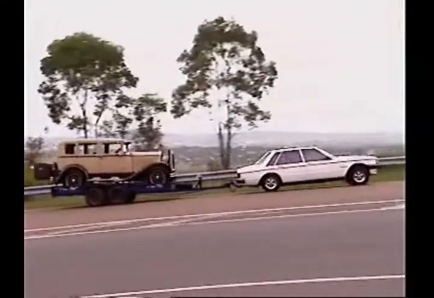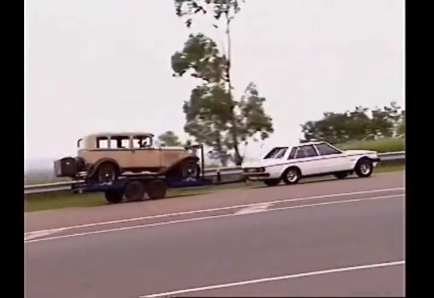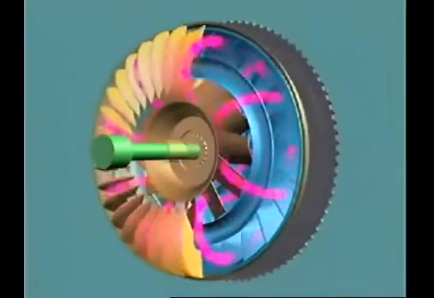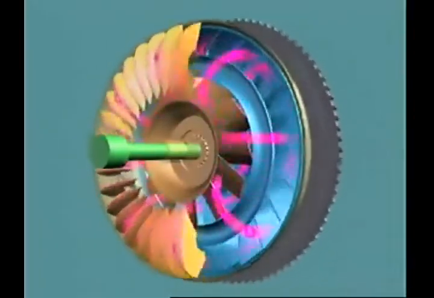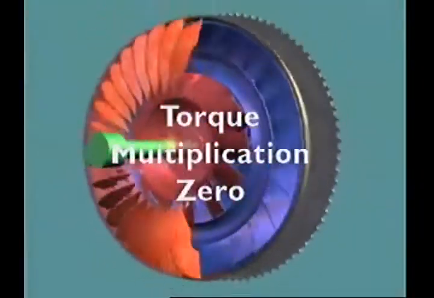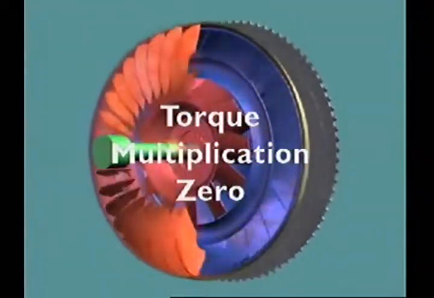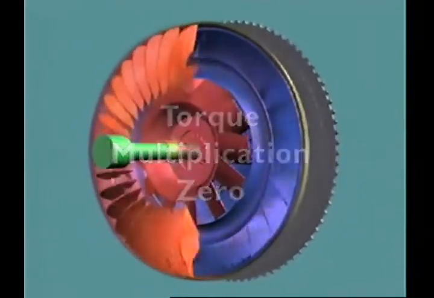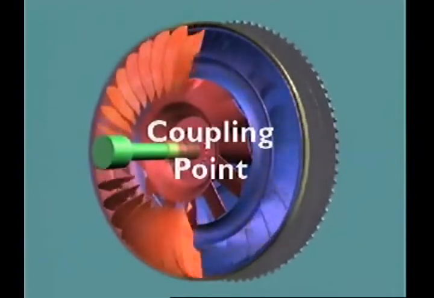This multiplication tapers off as the turbine commences to turn and increases in speed. This subjects the fluid in the turbine passages to centrifugal force, which slows down the circulation between impeller and turbine. When turbine speed reaches around 90% of impeller speed, torque multiplication falls to zero. Torque transfer from impeller to turbine is then about 1 to 1. This is known as the coupling point.